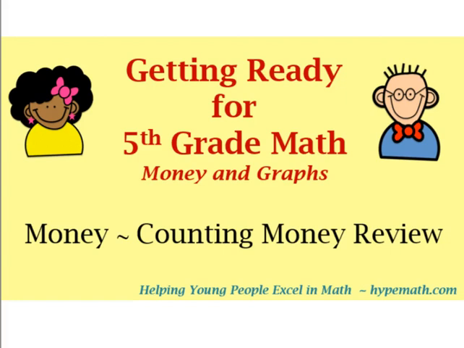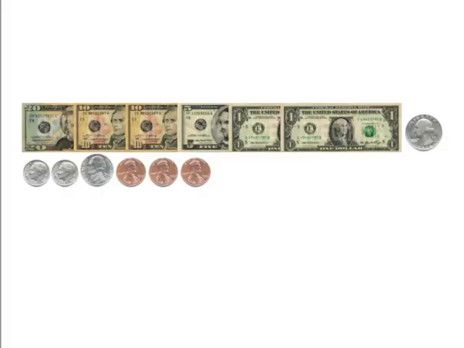For the counting money review section, the student is given a picture of money and they have to count it and tell how much is in the picture. Let's look at an example. For this question, there is 1 $20, 2 tens, 1 $5, 2 $1 bills, 1 quarter, 2 dimes, 1 nickel, and 3 pennies. The student again must count the money and tell how much it is.